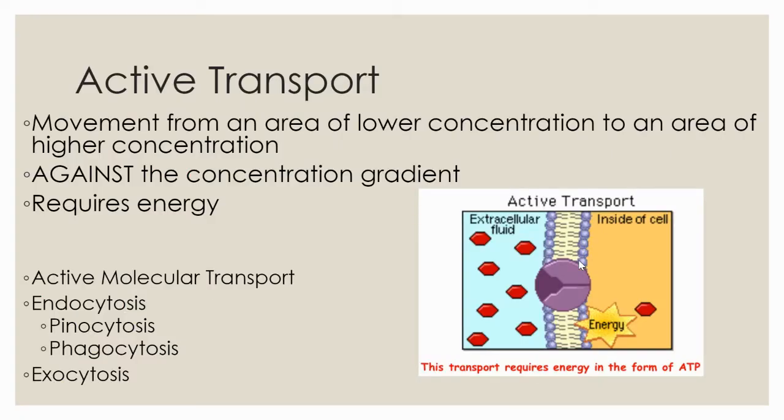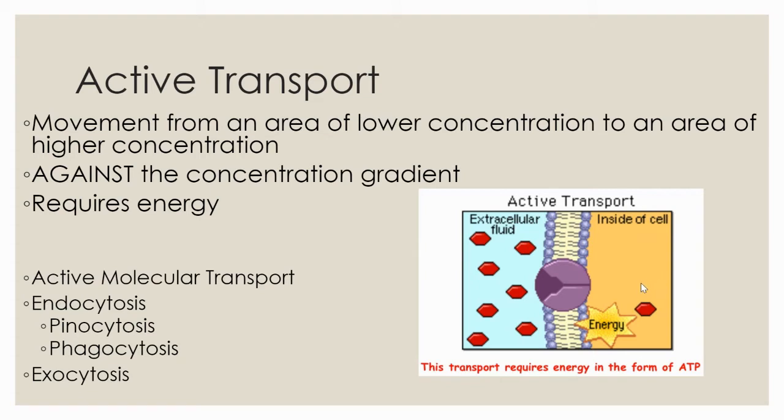Next up, we're going to switch gears. We're going to talk about active transport. Now remember, that's low to high, go against the tide. It's active transport. So low concentration moving to an area of high concentration, it is against the concentration gradient and it does require energy, usually in the form of ATP. We're going to talk about a couple different types of this, but check it out.